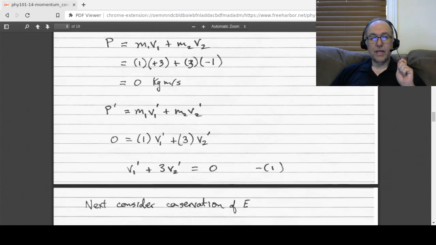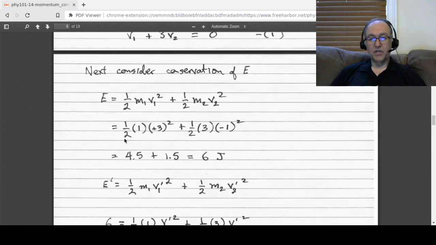Next, there's the before, here's the after, P primed, and that's m1v1 primed plus m2v2 primed. P primed must be the same as P because momentum is conserved, so we'll put a 0 there. The masses didn't change, nothing broke apart or stuck together. So m1 is still 1, m2 is still 3, and we get this equation, which I call equation number 1, and it just says that v1 primed plus 3v2 primed is 0, okay? So it's 1 equation and 2 unknowns, and you're going to need another equation in the same unknowns in order to solve it. That's as far as we can get making use of conservation of momentum.